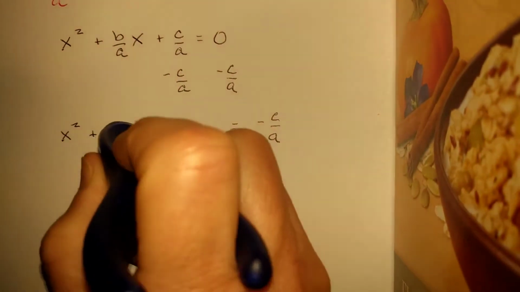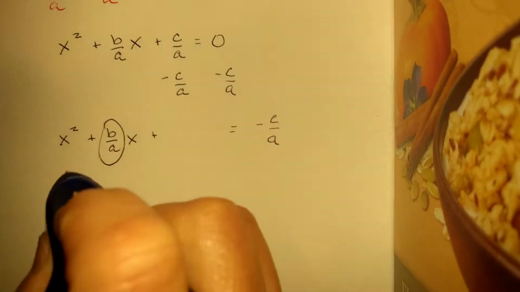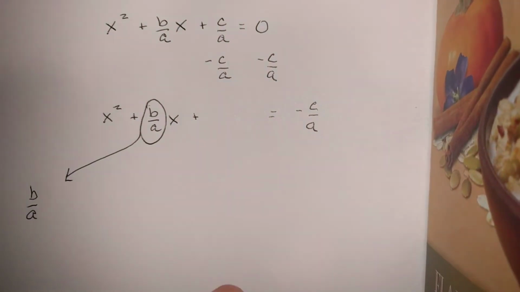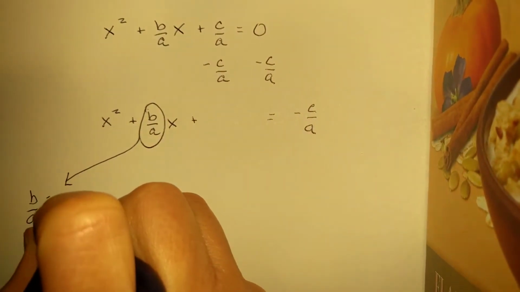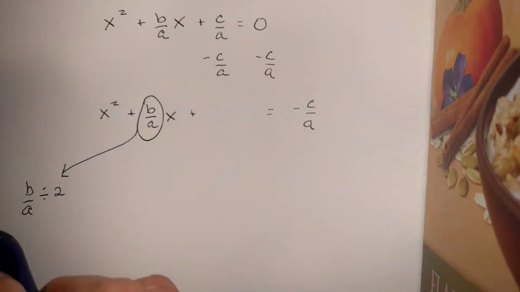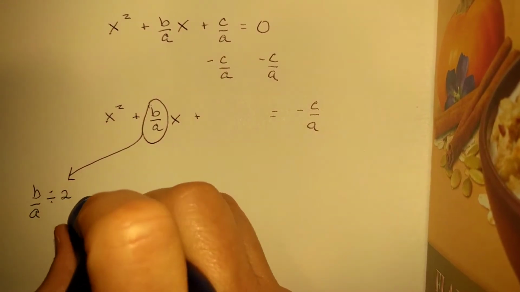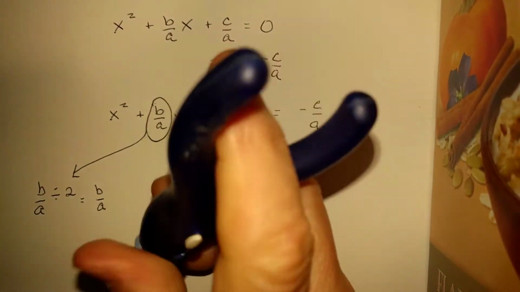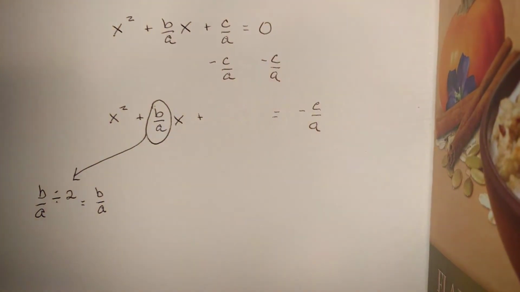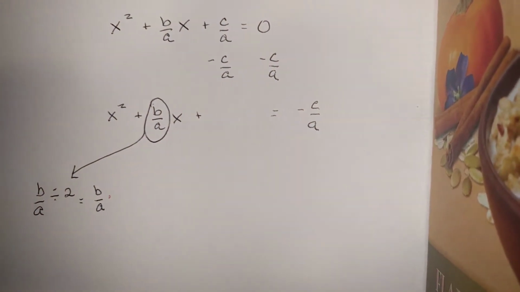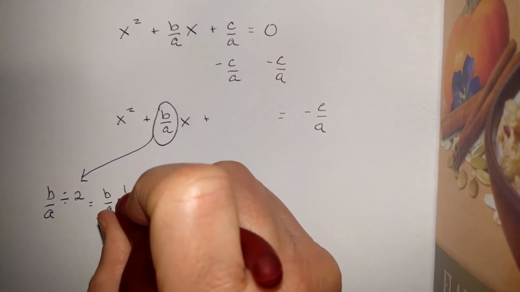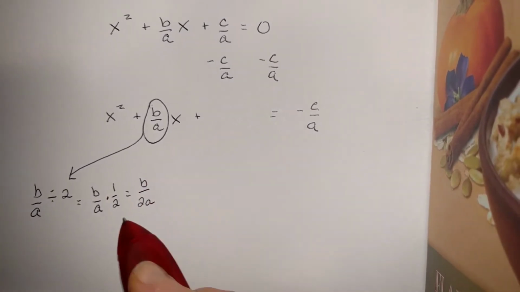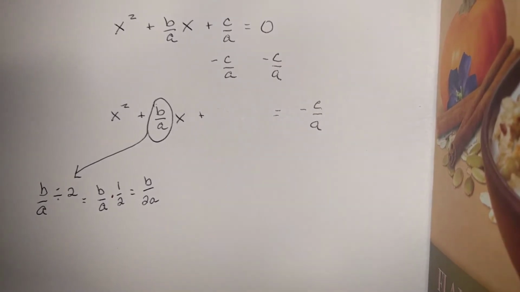Now, to complete my square, I take the term next to my linear term right there, b over a, and I need to divide that by 2. I'm dividing fractions, so of course that's going to be the same thing as b over a times the reciprocal of 2, which is 1 over 2. So this is going to give me b over 2a. This is the term that I'm going to square and add in over here.